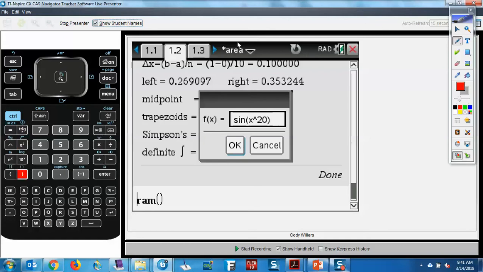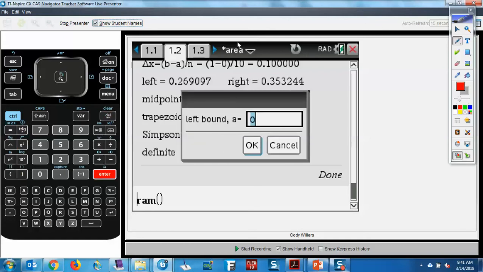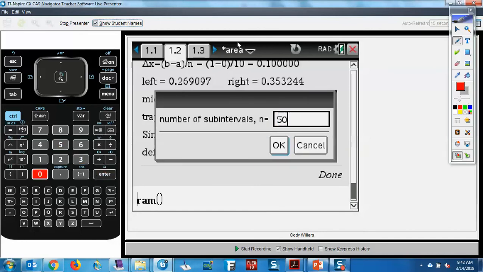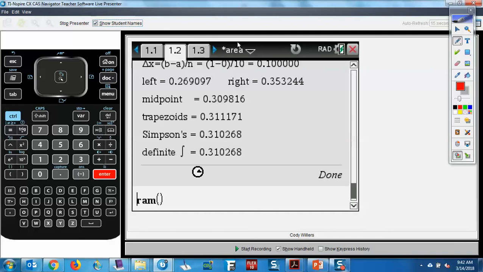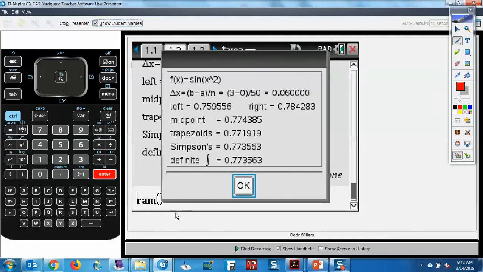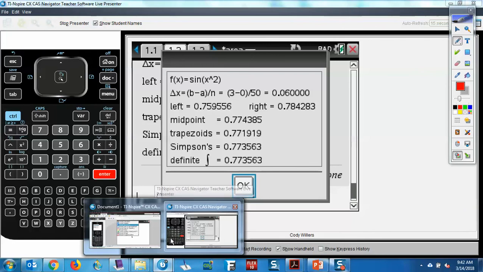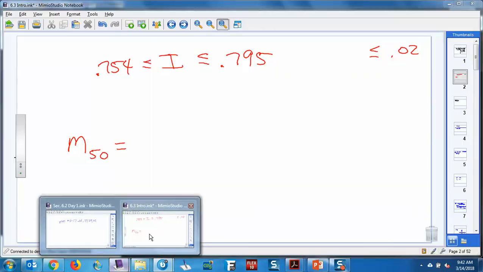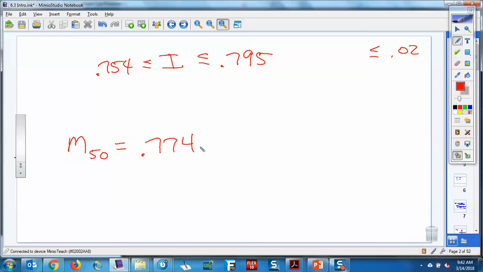We need to do M50, and of course that's way too many to do by hand. So we're going to go from 0 to 3, I think it says, and we're going to do 50 subdivisions. And our midpoint is 0.774385, is that what it was? Okay, all right. So that is our midpoint. Now think about what that means.